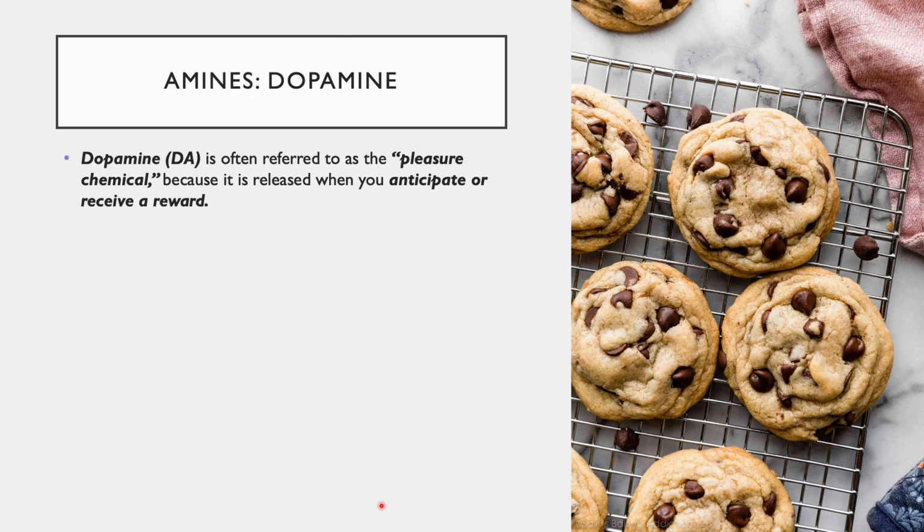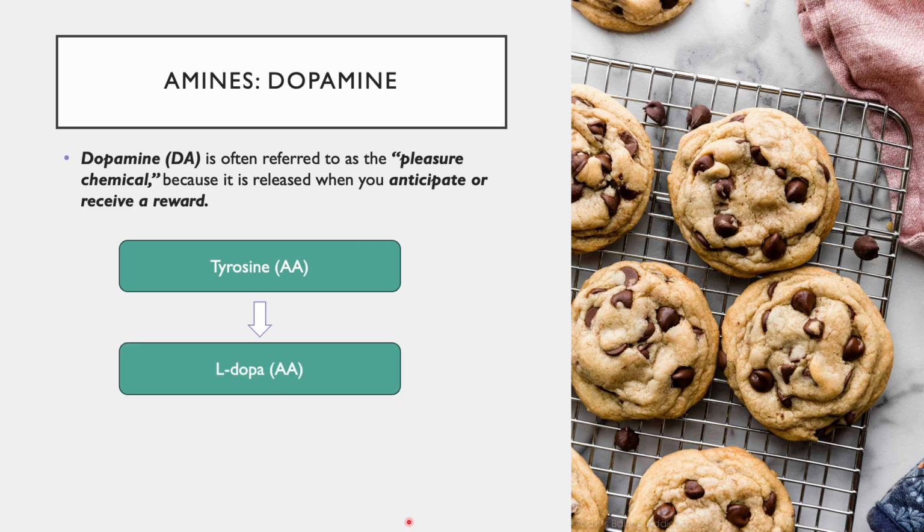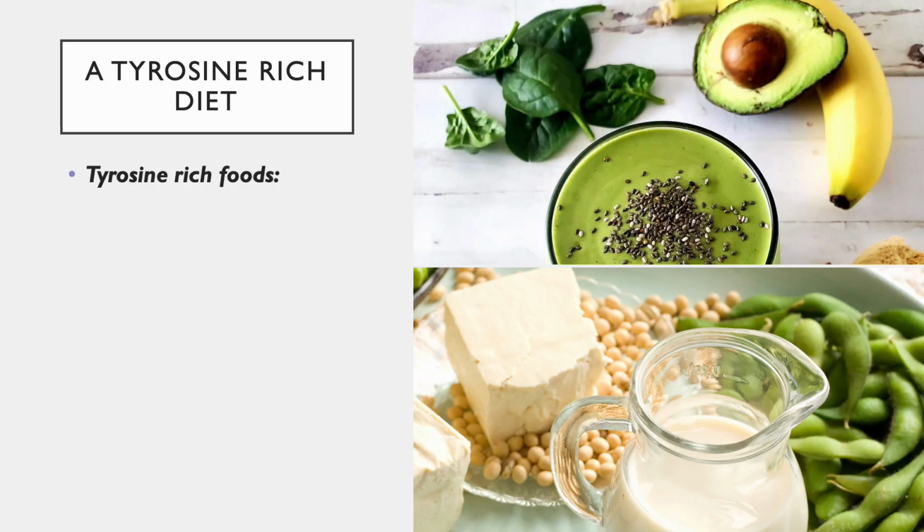So let's talk about how dopamine is created. Dopamine is derived from the amino acid tyrosine. Tyrosine is converted to something known as L-DOPA. L-DOPA is the precursor for dopamine. So this is how it's created. So what is tyrosine exactly? Tyrosine is the precursor for L-DOPA and dopamine, and you can actually find it in plentiful food sources.